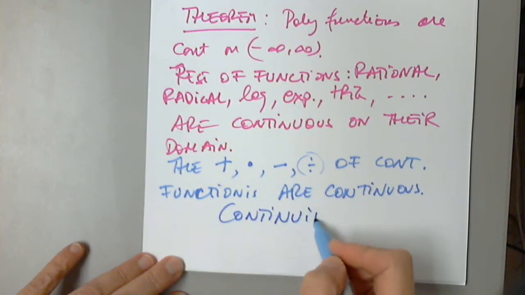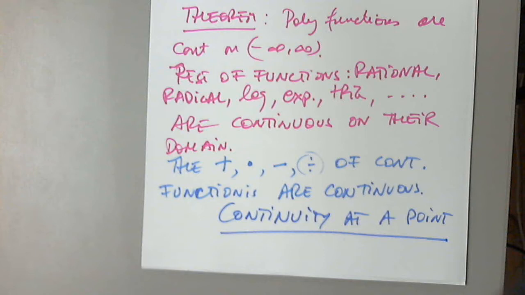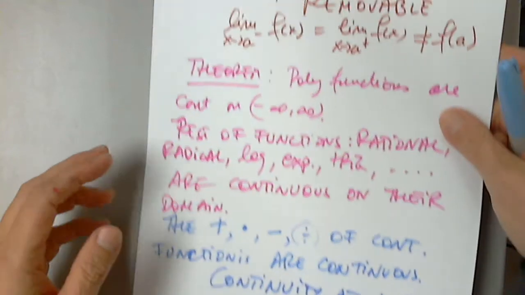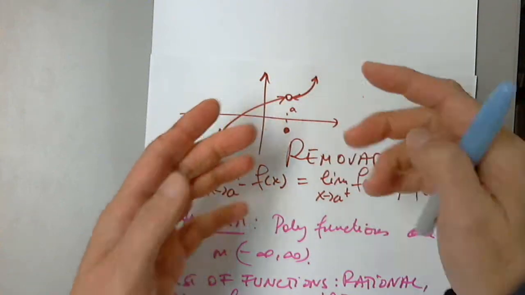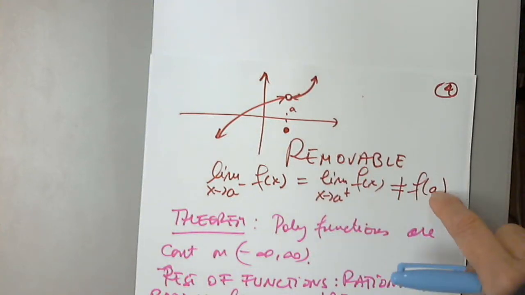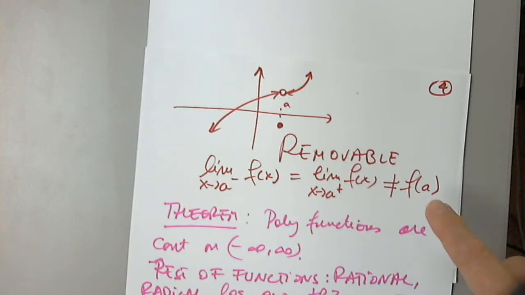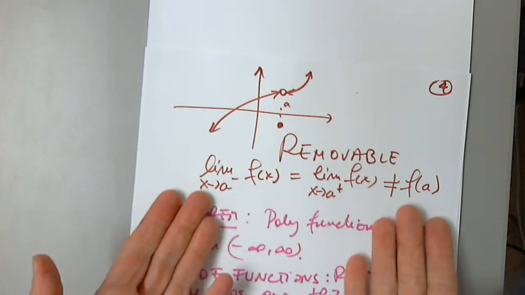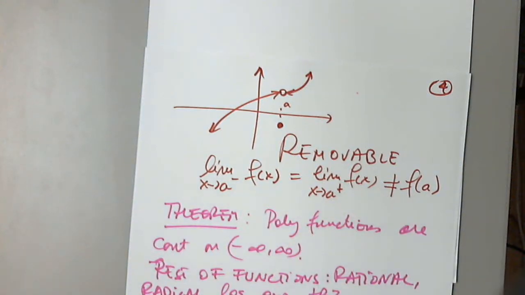Continuity at a point. So coming back to the removable discontinuity for a second. How do I make this continuous? The limit from the left and the limit from the right are the same. How do I make it continuous? If those two limits equal the function value at a. So that's the definition of continuity at a point. The limit from the left equals the limit from the right, and it equals the function value at that point.